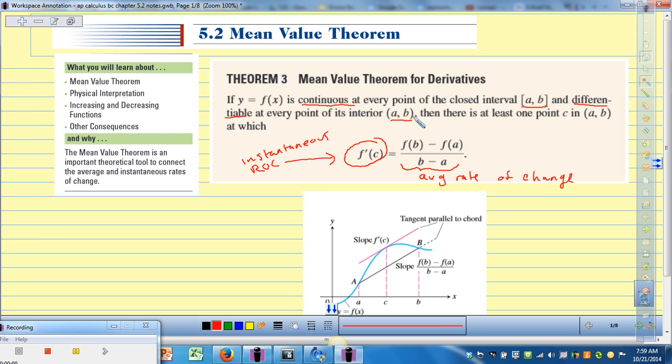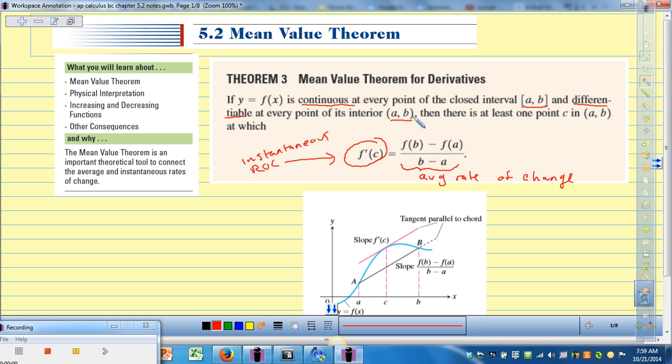So continuous on the closed, that means we need to have closed circles at the end of our interval. And differentiable everywhere in between, which means what? What can there not be? Cannot be cusps, corners, oscillating. It's hard to get that out. All right. So to apply the mean value theorem, you must always check these two conditions first. So when you have a mean value theorem problem, I should see 1, continuous, check mark. 2, differentiable, check mark. Then move on.